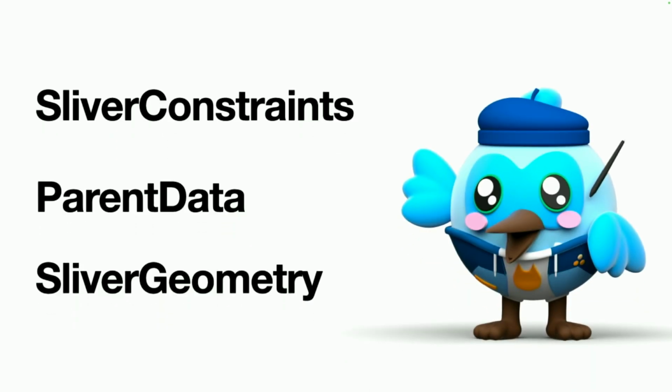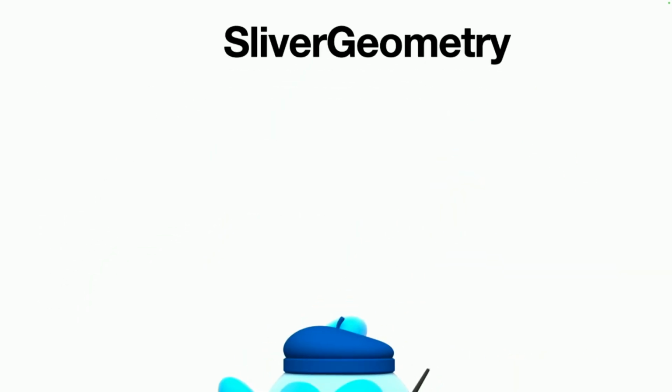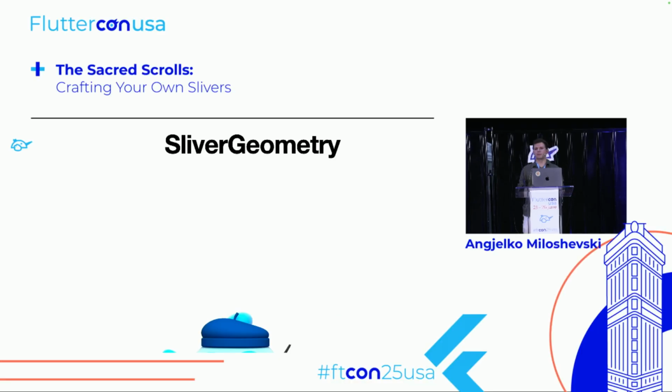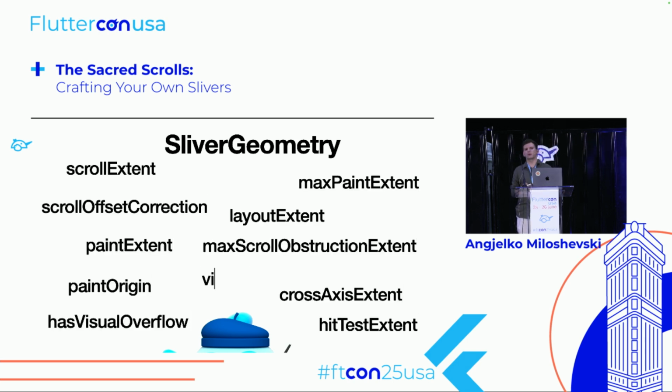Lastly, we have the sliver geometry. Now, this is the last step you do in the layout phase. After we gather all the information that we need, we set the geometry with a bunch of information that will help the viewport and the sliver to properly render on the screen. The most important ones for us are the scroll extent, the layout extent, the paint extent, and the max paint extent.